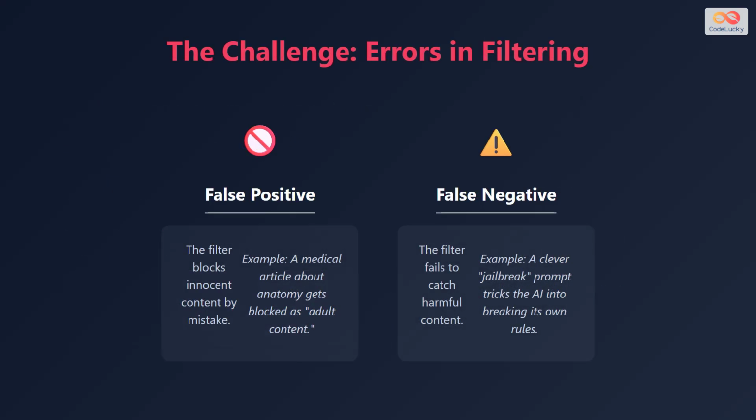No system is perfect. Sometimes we get false positives, where safe content is blocked by accident. Other times, we see false negatives, where harmful content slips through the cracks. It is a constant balancing act to get it right.